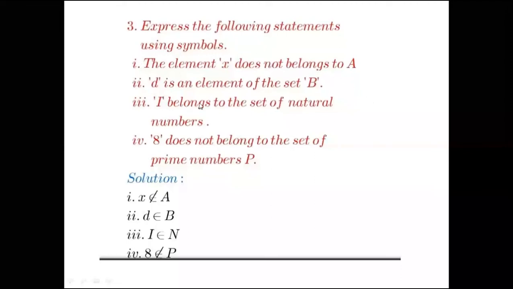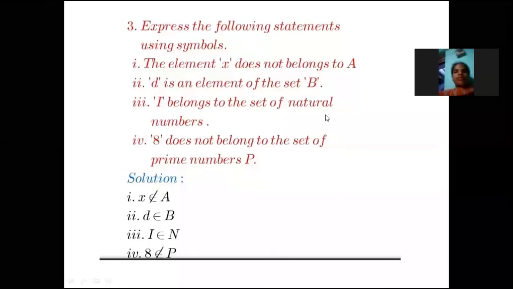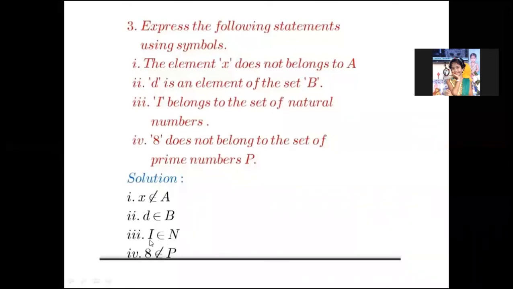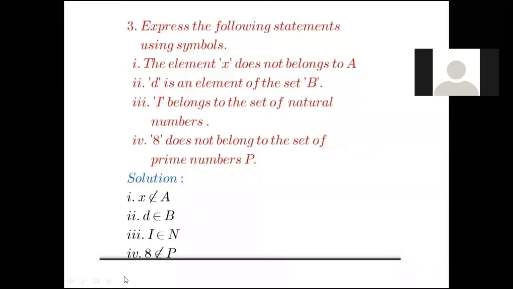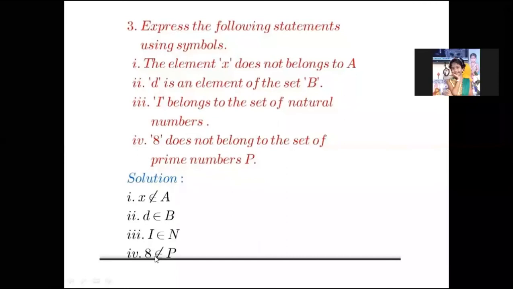Okay, next. I belongs to the set of natural numbers. Symbolically, we can write it like this: I belongs to N. Next, 8 does not belong to the set of prime numbers P. How can we write the same? 8 does not belong to P. So this is the symbolic representation of that particular statement.